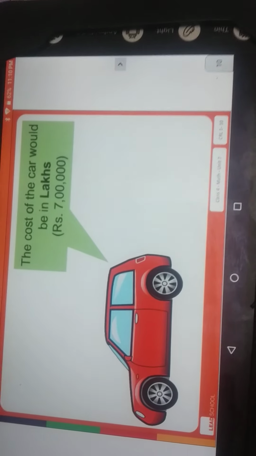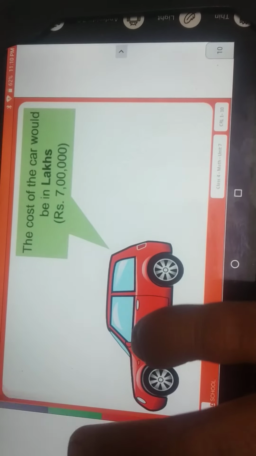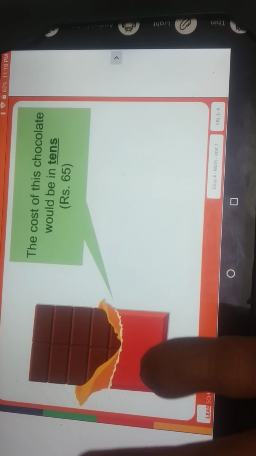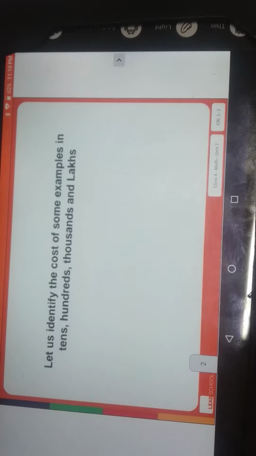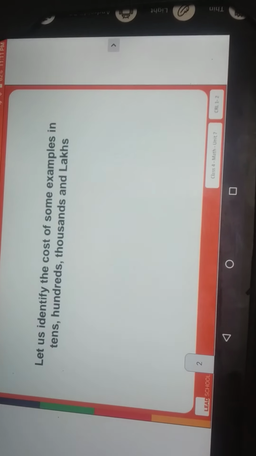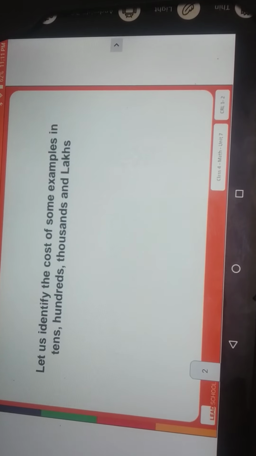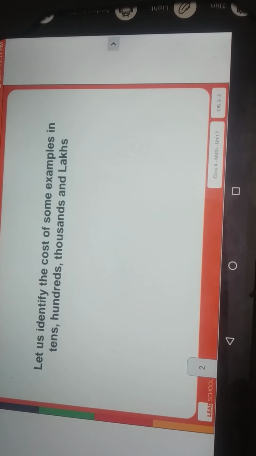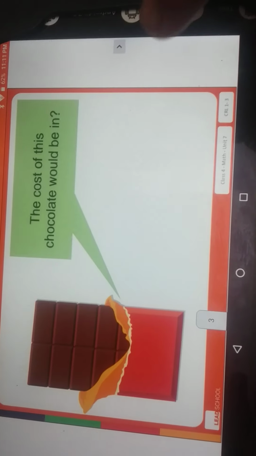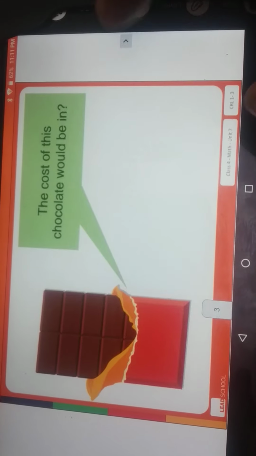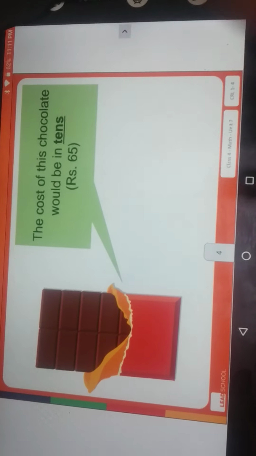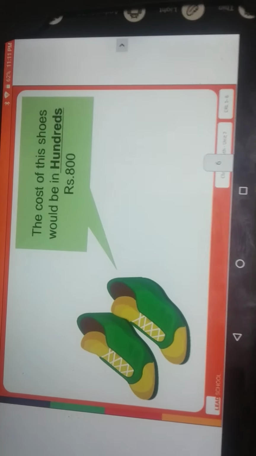So हमने क्या बोला था? हम आज क्या सीखेंगे? One more time I repeat the same things. We'll learn about tens, 100, 1000 and lakhs. What do we learn? Tens, 100, 1000 and lakhs. So in that, tens is here. Tens, 65 rupees. Then ones and tens. Got it? Then shoes is there.